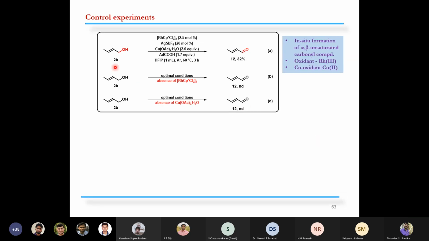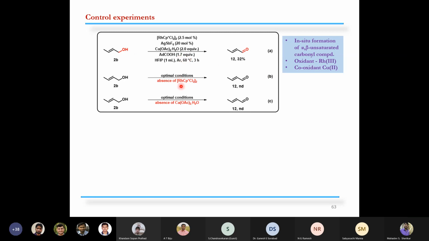As I told, our hypothesis was to convert the allyl alcohol to its corresponding aldehyde in situ. To check this, we did some control experiments. We treated crotyl alcohol under optimal conditions, and we found the formation of crotonaldehyde by 32%. So this means that the crotyl alcohol, meaning allyl alcohol, is undergoing the formation of acrolein in situ.